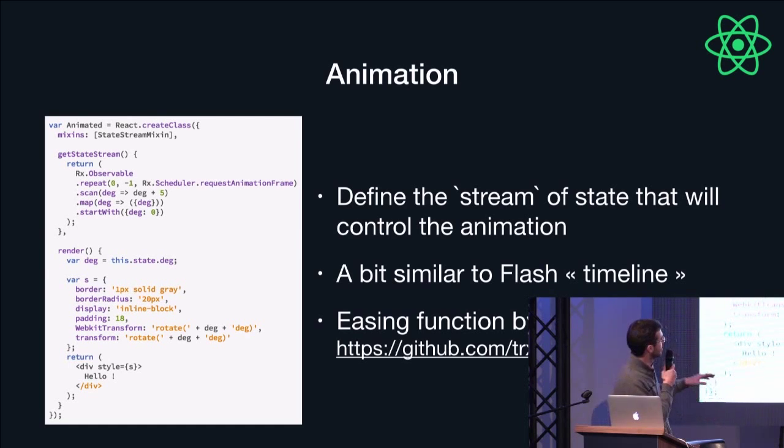Also, there are a lot of easing functions that have been implemented by Paul Taylor and that you can find at this address. Basically, you create observables that will directly push a value with the easing function of Robert Penner applied.